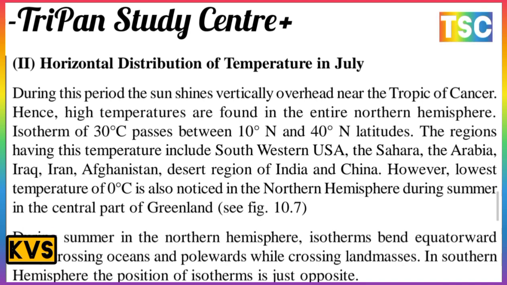However, the lowest temperatures of 0 Celsius are also noticed in the northern hemisphere during the summer in the central part of Greenland. During summer in the northern hemisphere, isotherms bend equatorward while crossing the oceans and poleward while crossing land masses. In the southern hemisphere, the position of the isotherms is just opposite.